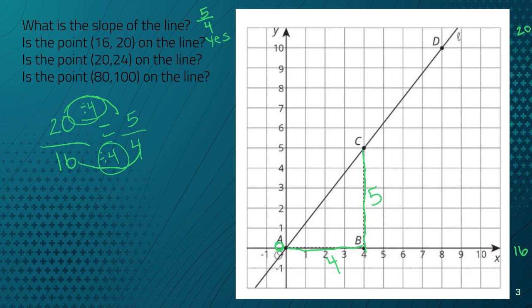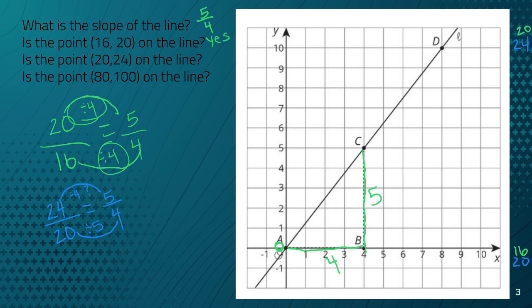So I do the same thing for (20, 24). I would go to 20 on my x-axis, and then to 24 on my y-axis. So my vertical distance would be going from 0 to 24, so that's 24. And then my horizontal distance is from 0 to 20, and that would be 20. So does 24/20 equal 5/4? No, it does not, because I cannot divide by the same number. 20 divided by 5 would equal 4, but 24, I divide by like 4 point something. So those would not be proportional.